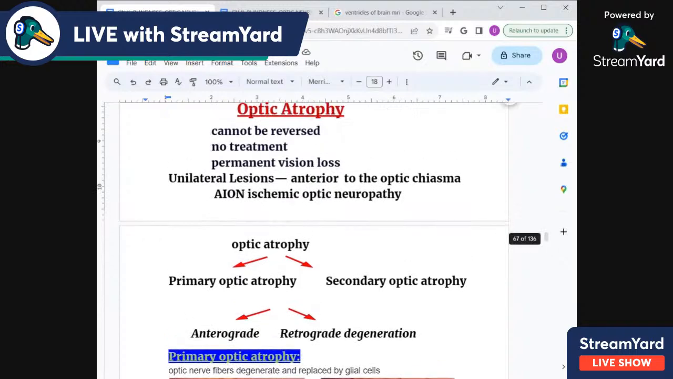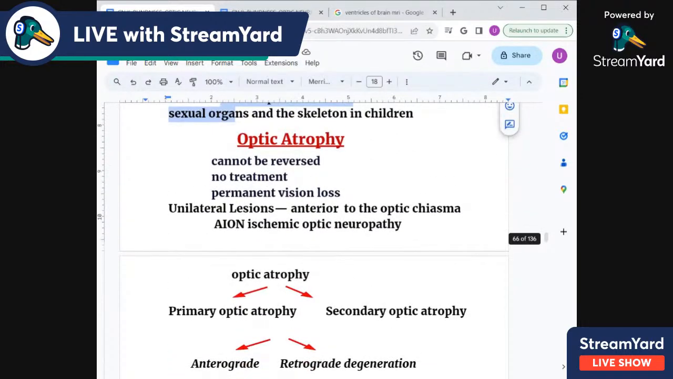Now, the next topic is optic atrophy. Let's see. Need a break for a second. Okay, let's see what somebody. Okay, need a break.